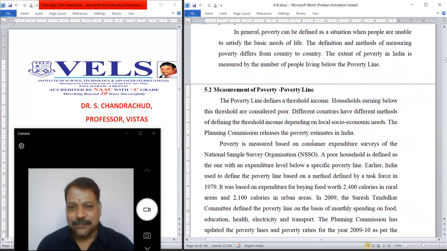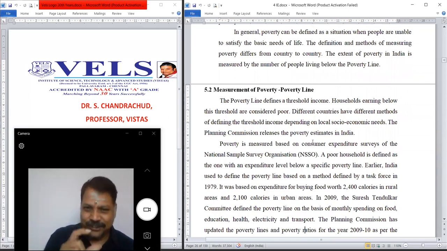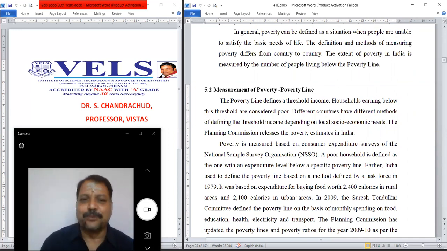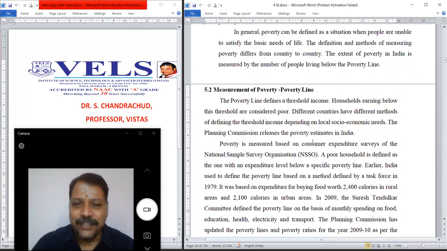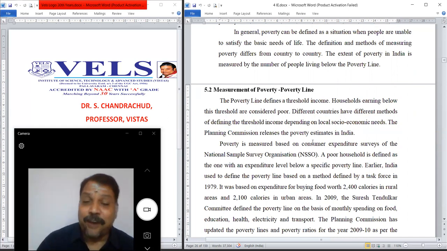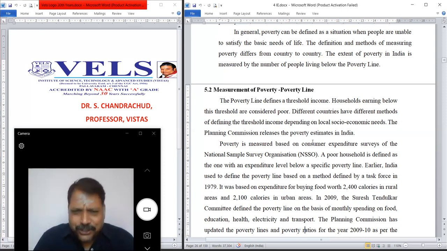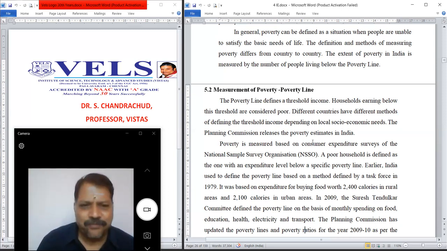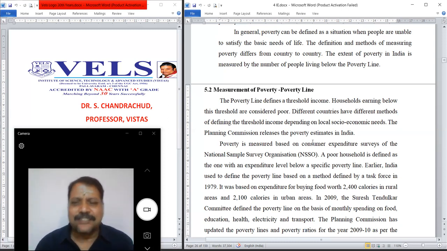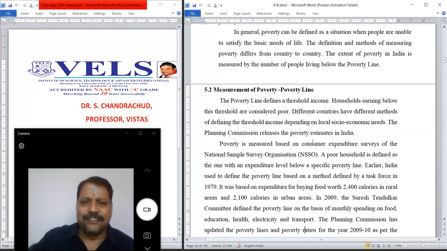Now we will discuss how to measure poverty. For that, we have to give an idea about what the poverty line is. Without knowing the poverty line, it is not possible to explain the concept of poverty. The poverty line defines the threshold of income. Households earning below this threshold are considered poor. Different countries have different methods of defining that line depending upon the local socio-economic needs.